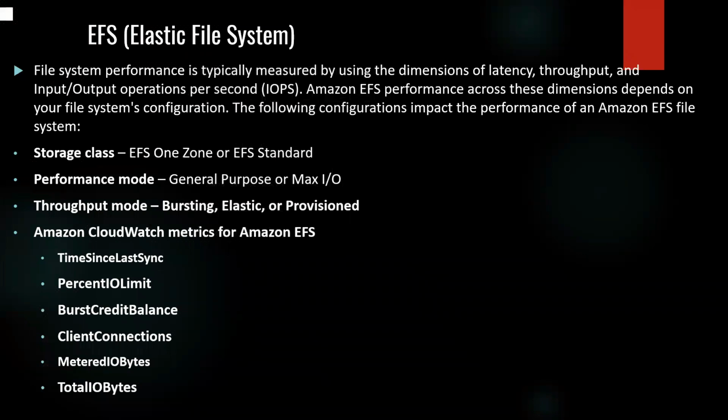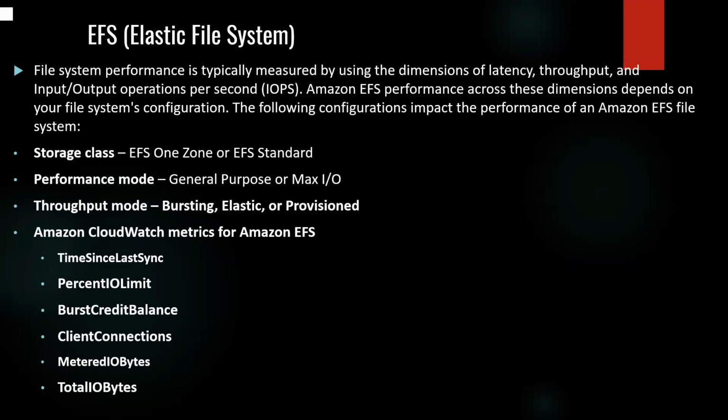Elastic File System performance is typically measured using the dimensions of latency, throughput, and input-output operations per second. When you create an Elastic File System, it asks what kind of storage class you are looking for, like EFS One Zone or EFS Standard. There are other options also available, which you have seen in the S3 storage classes. Gradually, they are increasing the storage classes in Elastic File System also.